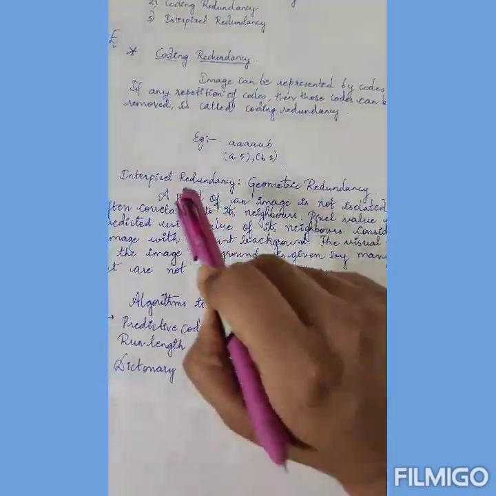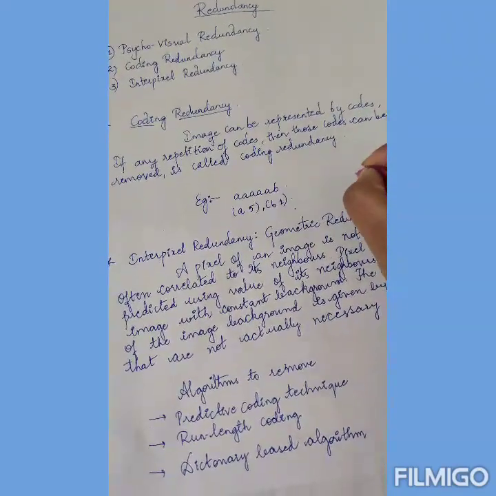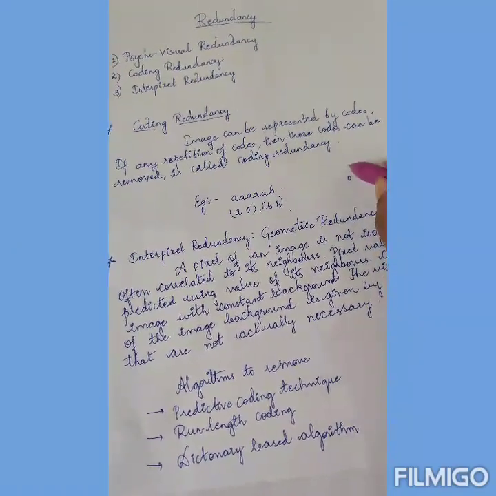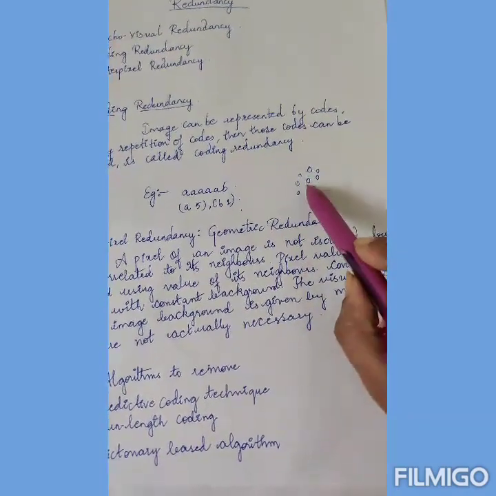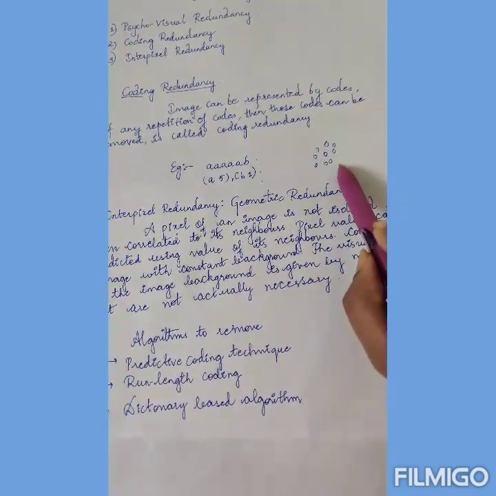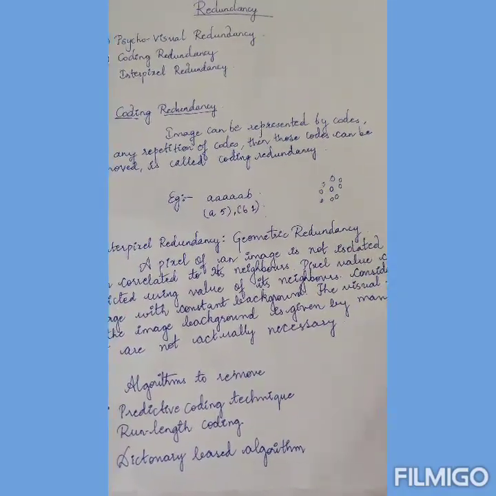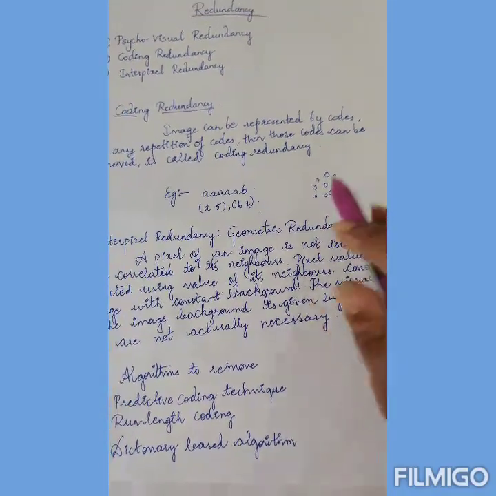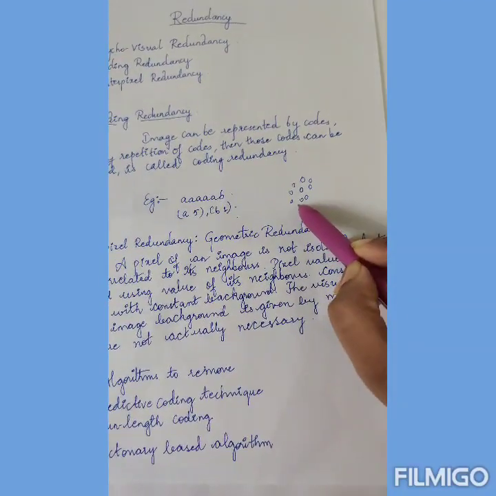For example, you remember the concept. I'll take one pixel and its neighbors. Its neighbors we can take like this. So this pixel will be interrelated to its neighborhood pixels also. That is the meaning of interpixel, that is, pixel dependency upon each other, right?